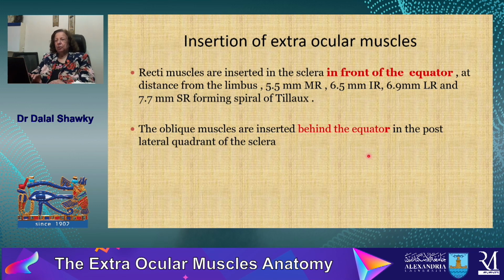So again, the recti muscles, I want you to know all these details by the end of the lecture, even before studying. The recti muscles are inserted in front of the equator, forming the spiral of Tillaux: 5.5 for the medial rectus, 6.5 for the inferior rectus, 6.9 for the lateral rectus, and the superior rectus is 7.7 millimeters away from the limbus. And the oblique muscles are inserted behind the equator.